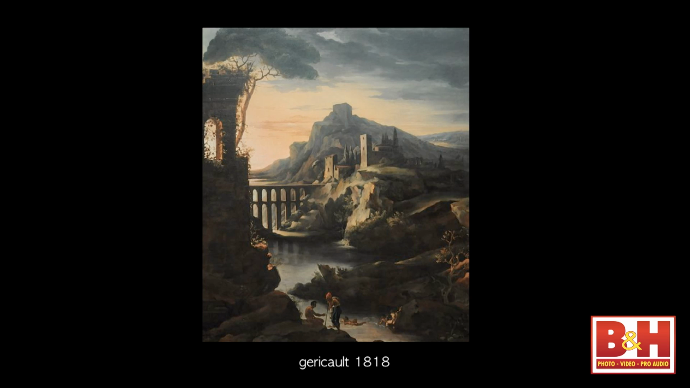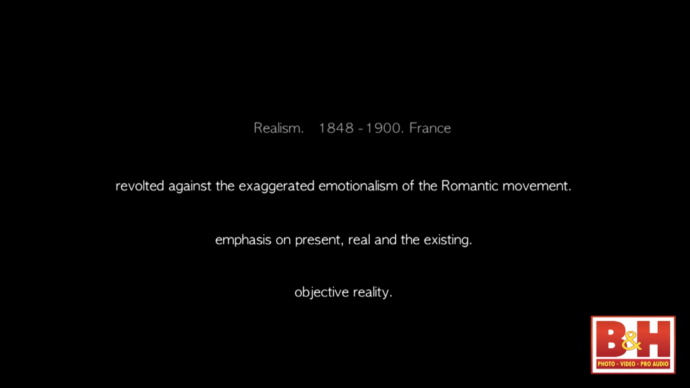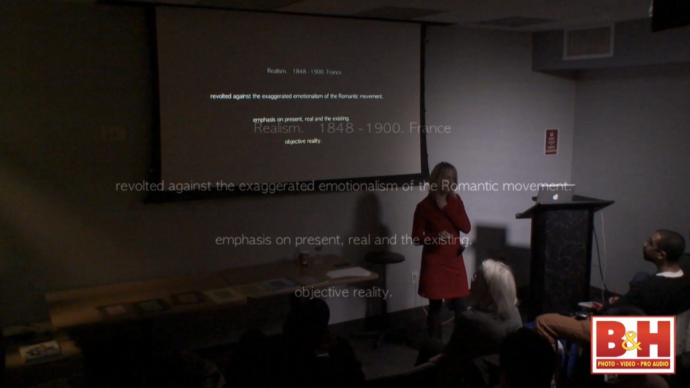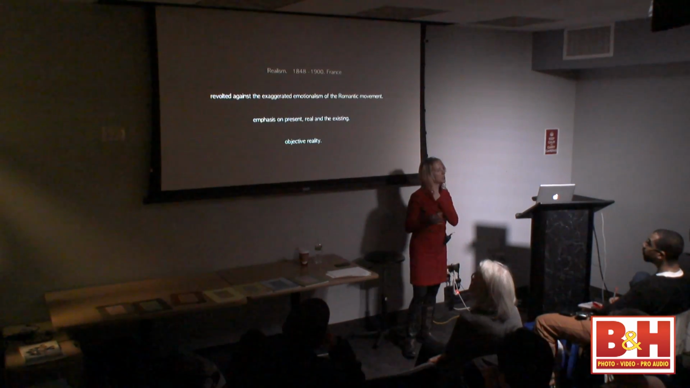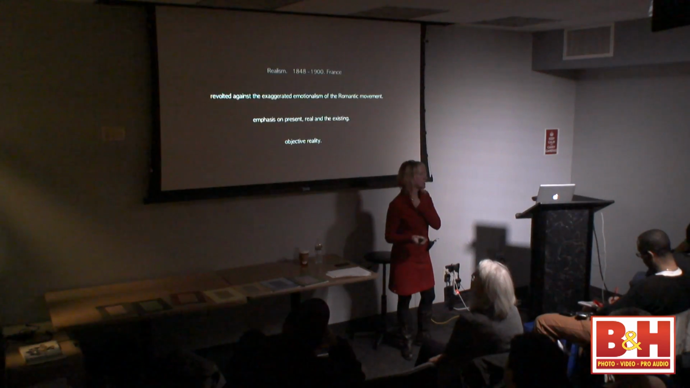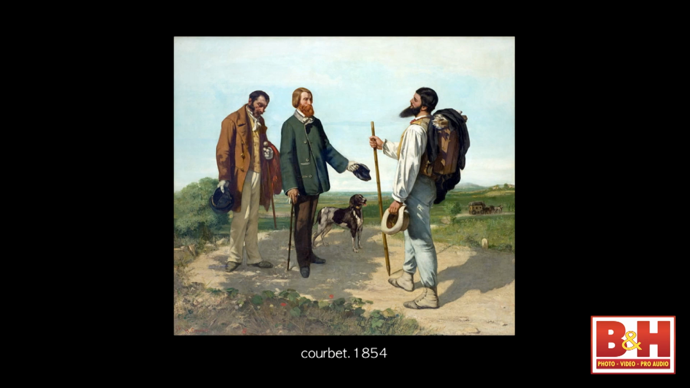Very dramatic. And then we see realism, okay? Not a coincidence that realism in painting came about immediately after the invention of photography, okay? So it revolted against the exaggerated emotionalism of Romanticism, with emphasis on the present, the real, and existing, and objective reality. Exactly what the camera was doing, okay? Also depicting peasants and rural scenes, which was not something that was considered to be art subject matter before. Absolutely visually influenced by photography.